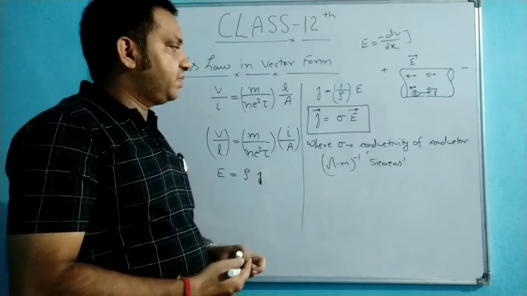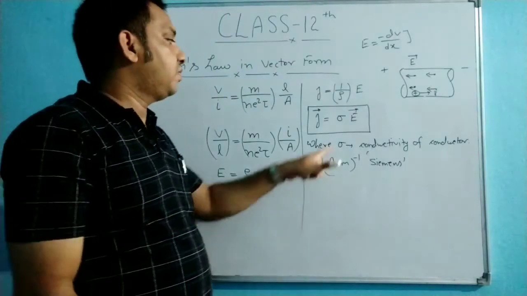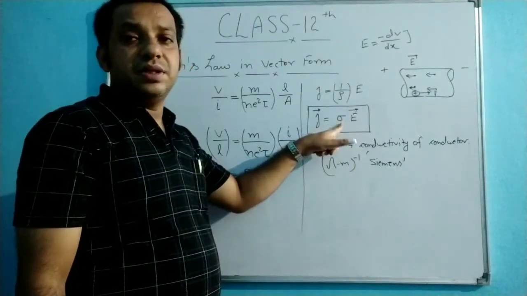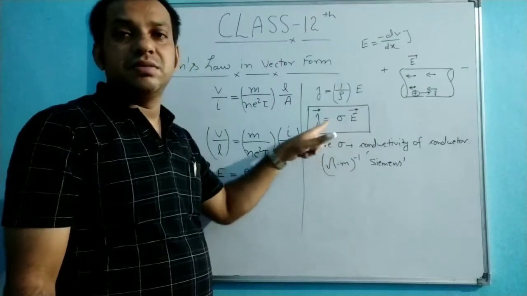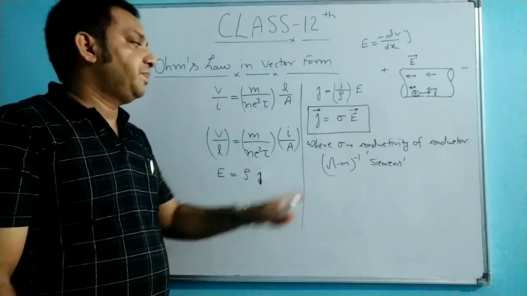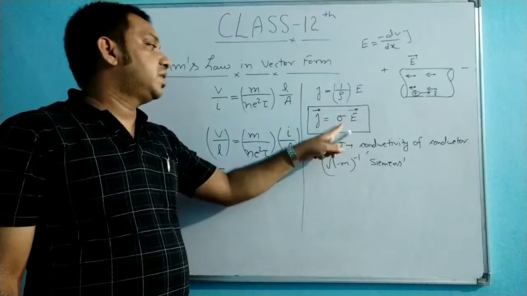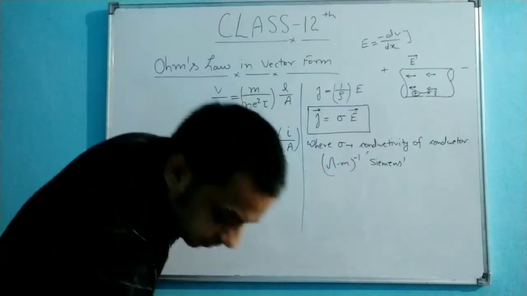Now let us find out the dimension of this conductivity with the help of this relation. Next we are going to find the dimension of this conductivity with the help of this relation.